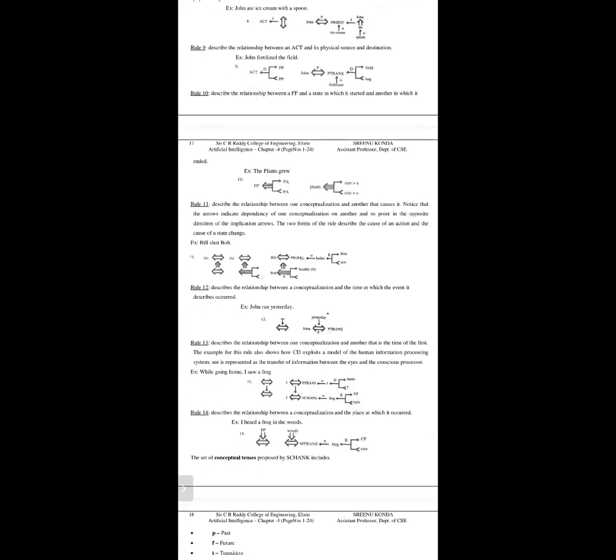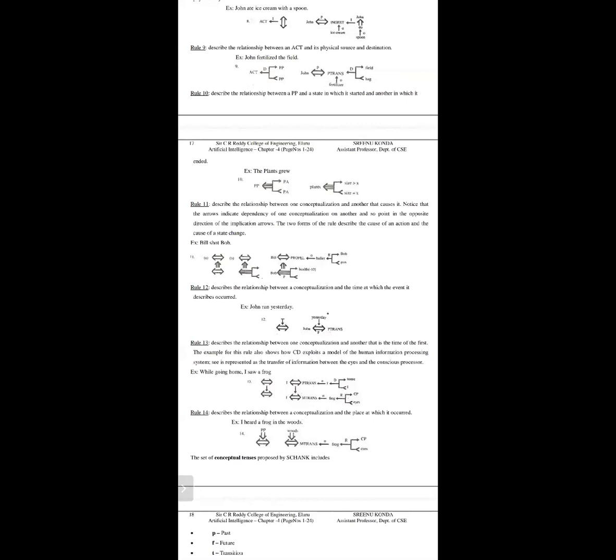rule number 11. It describes the relationship between one conceptualization and another conceptualization that causes it. Now I can add it as, here we have two things. The first one is the arrows. Arrows indicate the dependency of one conceptualization on another conceptualization, and so we have to point it in the opposite direction of implication arrows.